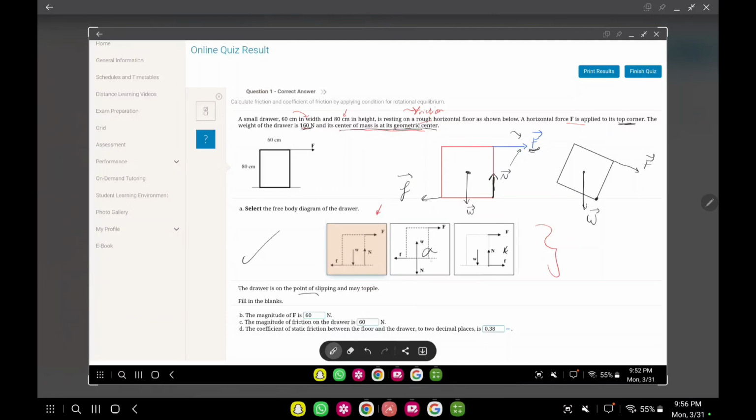Okay, so even if you don't know about the normal, by process of elimination, this is correct. They want you to find the magnitude of F. I think it's very easy.